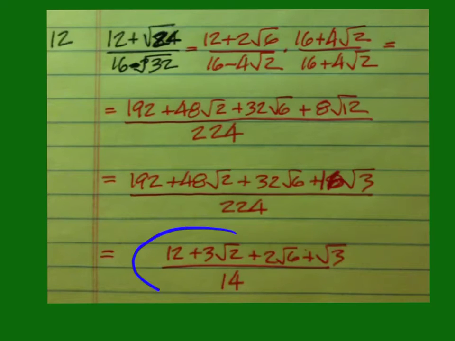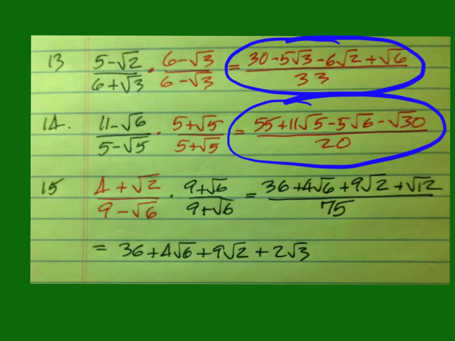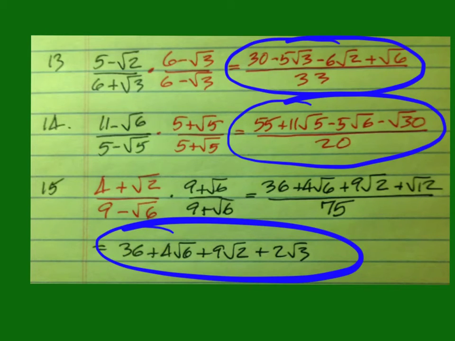And number 12 is 12 plus 3 square root of 2 plus 2 square root of 6 plus square root of 3 over 14. 13 is 30 minus 5 square root of 3 minus 6 square root of 2 plus square root of 6 over 33. 14 is 55 plus 11 square root of 5 minus 5 square root of 6 minus square root of 30 over 20. And then 15 is 36 plus 4 square root of 6 plus 9 square root of 2 plus 2 square root of 3.